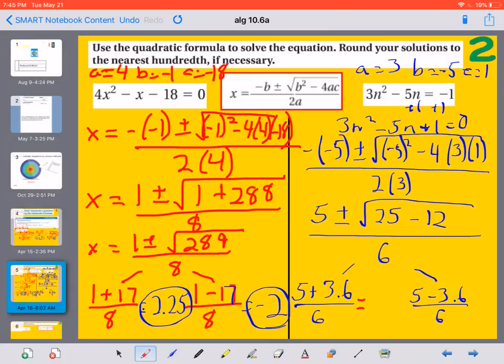Five plus 3.6 gives me 8.6 divided by 6, 1.4. And the last one, 5 minus 3.6 equals 1.4 divided by 6, gives me 0.23. So, two solutions for both of those.